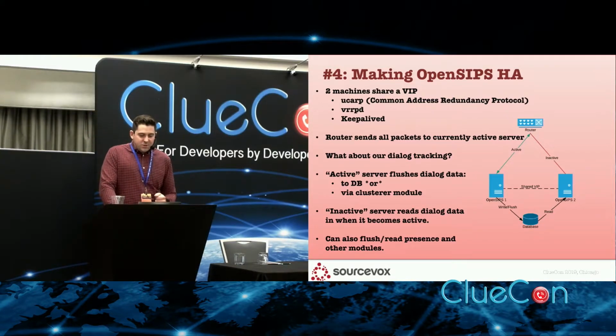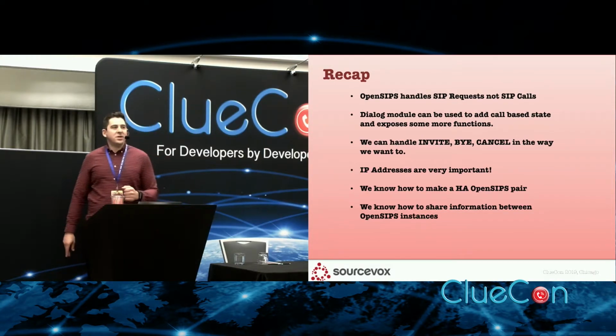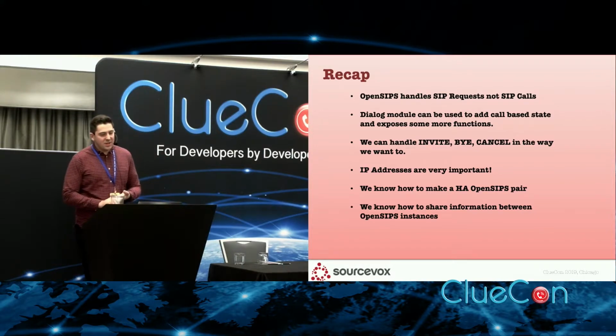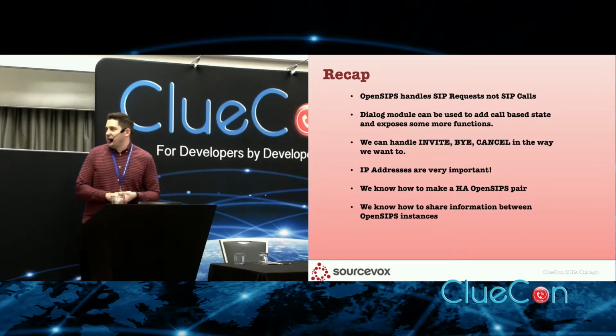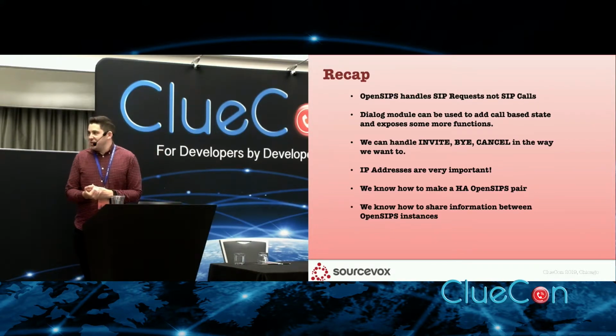Yeah, so those were the four big lessons that we had to learn. It handles SIPS requests, not SIP calls. You can use a dialogue module to add your call-based state. We know about IP addresses being important. We know how to make a high availability OpenSIPS pair, and we know how to share information between OpenSIPS instances.